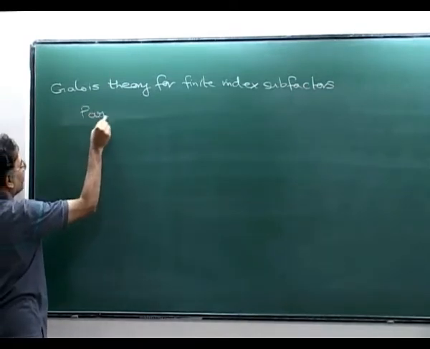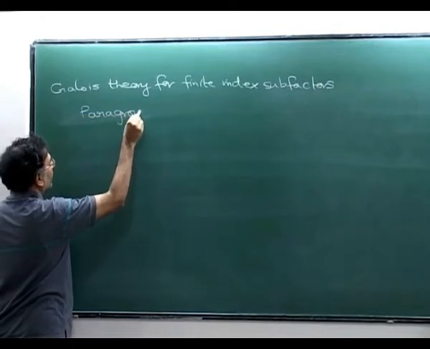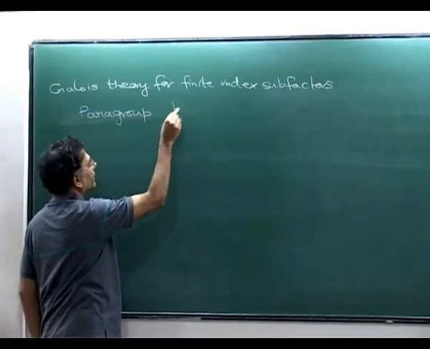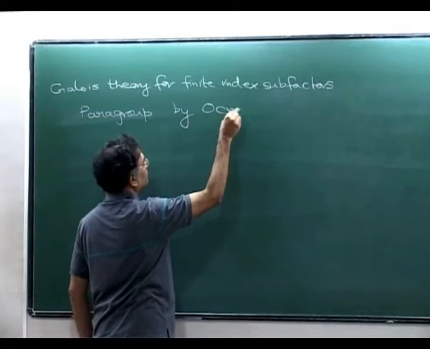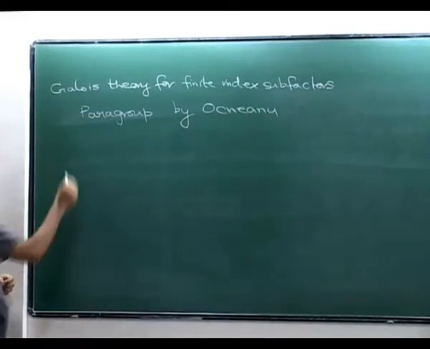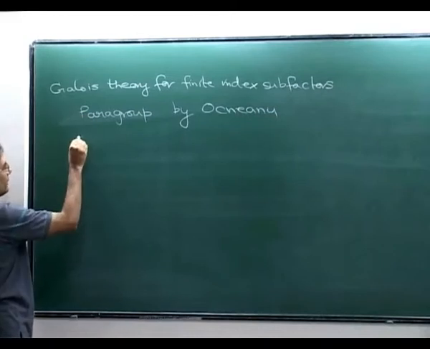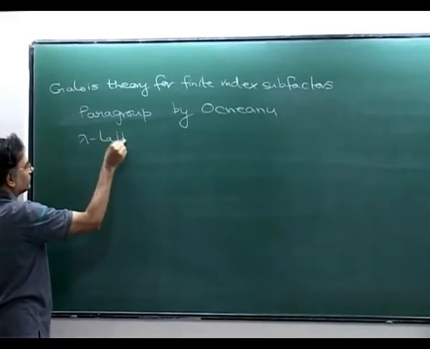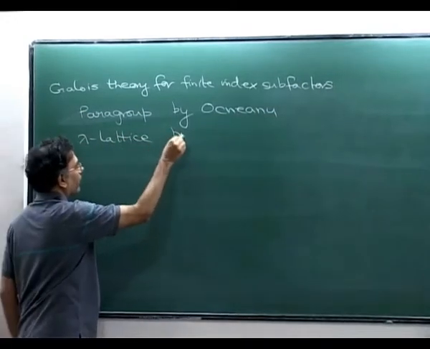What is called a paragroup by Ocneanu, and around the same time something else, a substitute for this called a lambda lattice by Popa.